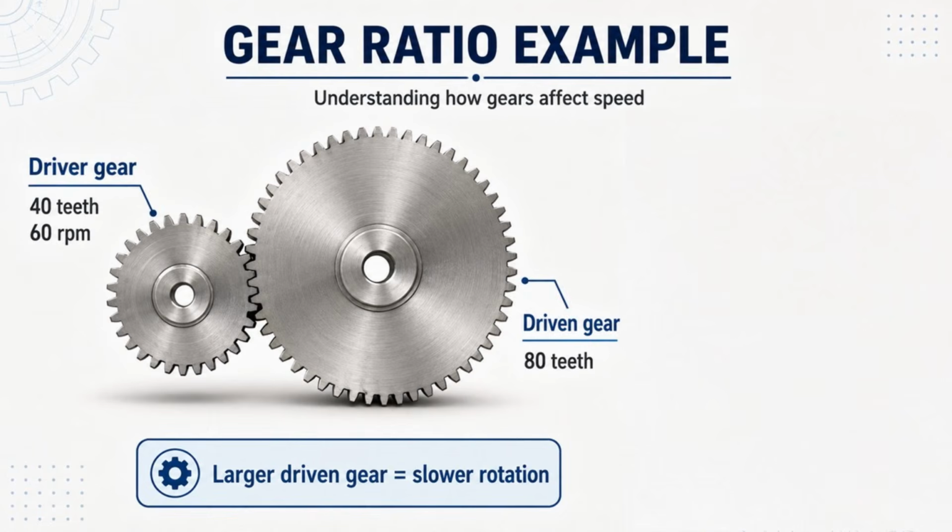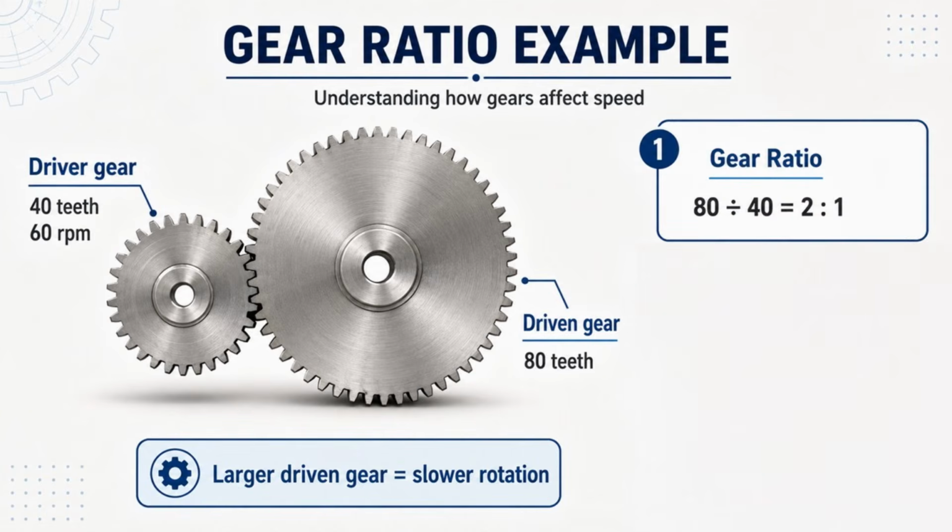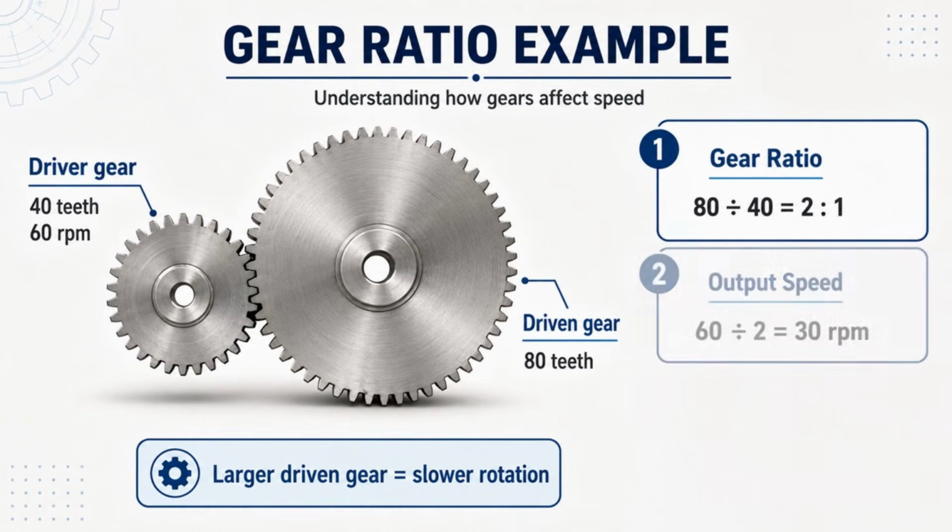Suppose the driver gear has 40 teeth, the driven gear has 80 teeth, and the driver rotates at 60 revolutions per minute. First, calculate the gear ratio. 80 divided by 40 equals 2. So, gear ratio equals 2:1. Now calculate the output speed. 60 divided by 2 equals 30. Therefore, driven gear speed equals 30 revolutions per minute.